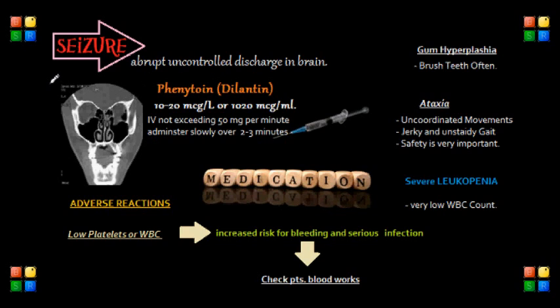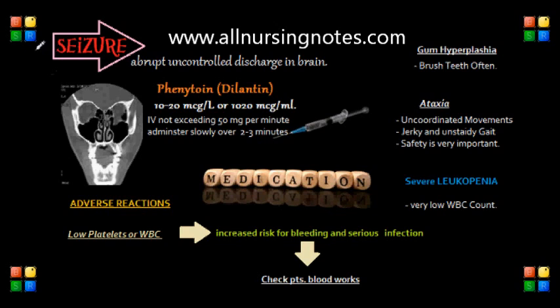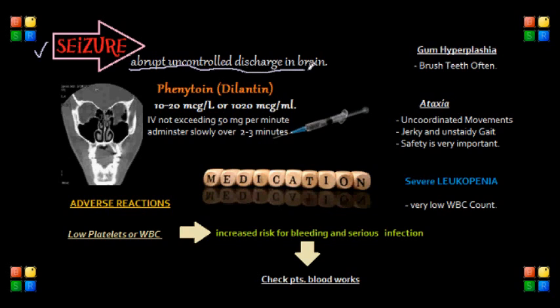Now, let's talk about seizures. As we all know, a seizure is basically an abrupt, uncontrolled discharge in the brain. And when the patient has recurring seizures, we call that epilepsy. Now, remember the mainstay pharmacological management, or treatment, for our patient with seizures is phenytoin or Dilantin.